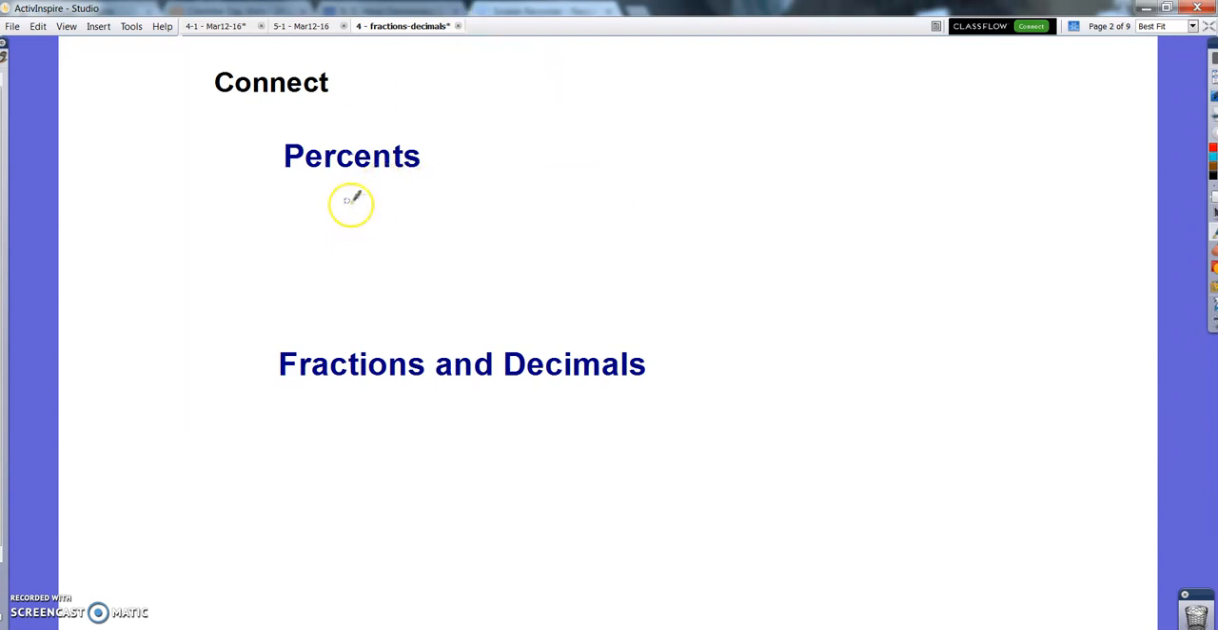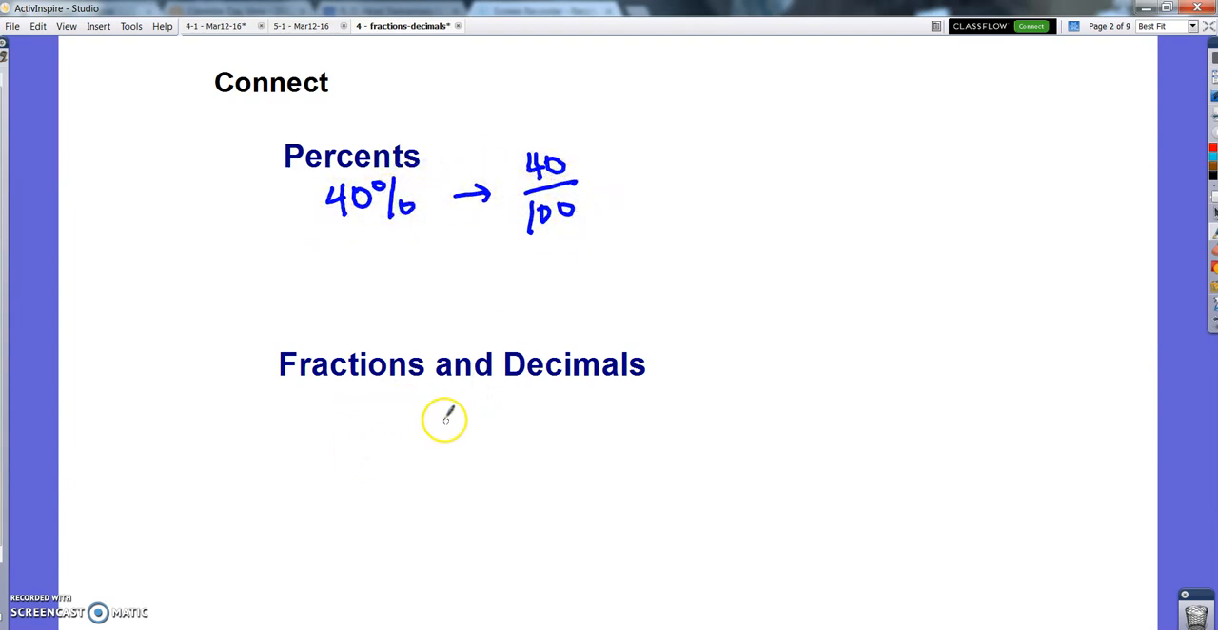Just to remind you about percents, remember that a percent is a ratio out of 100. So if 40% of students' favorite color is blue, then that means that's a ratio. That means 40 out of every 100 students' favorite color is blue. So a percent is just another way to write a fraction, really. It's a ratio out of 100.